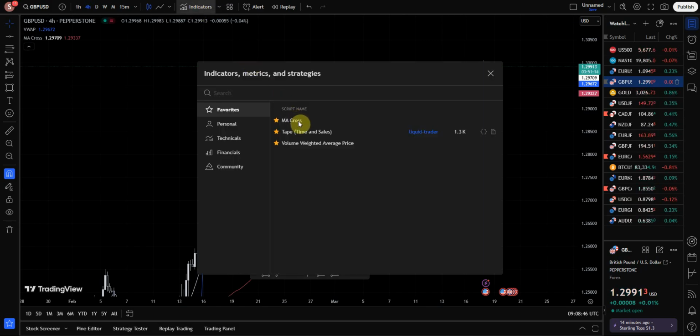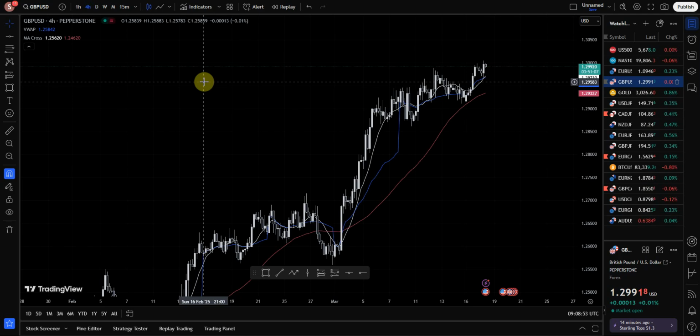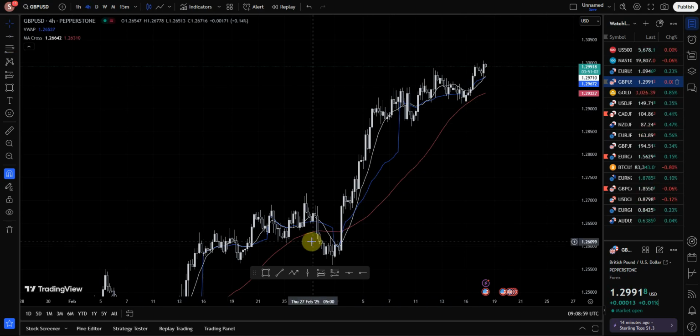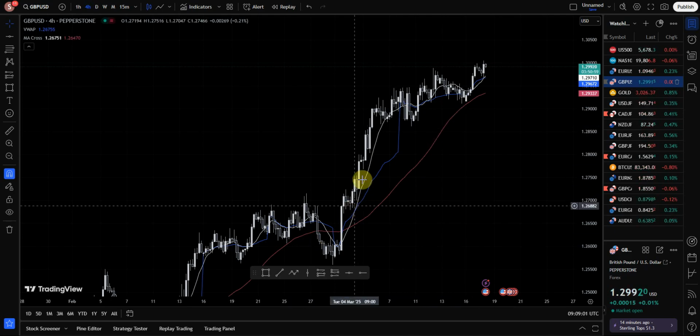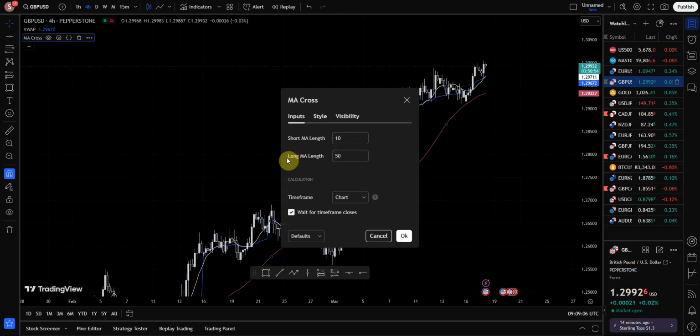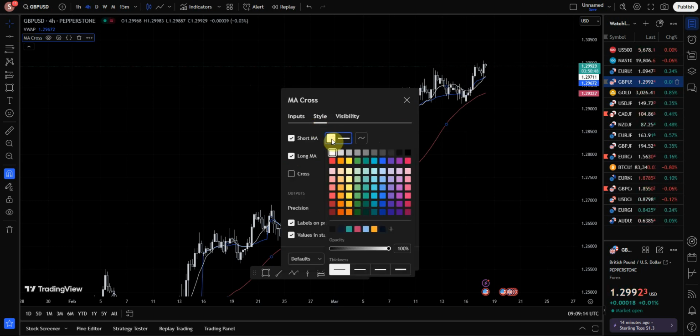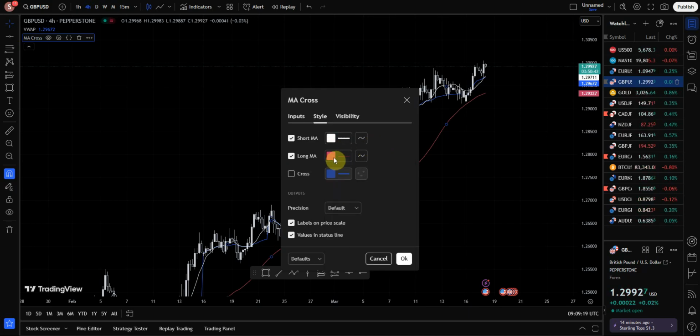So I'm using the MA cross. If you just search for MA cross, you are going to see it. This one allows you to use two moving averages. The first moving average here, this pink one, that's the 50 moving average, while the white one is the 10 moving average. Let me go to the settings. You see the long one is the 50, which is the pink. The short one is the 10, which is the white one. You can choose any color you want so that you can easily identify them. I just chose pink and white because the color difference is drastic and I can know what I'm looking at.